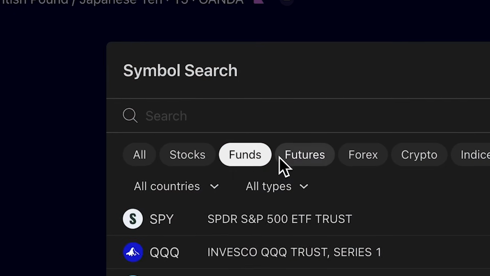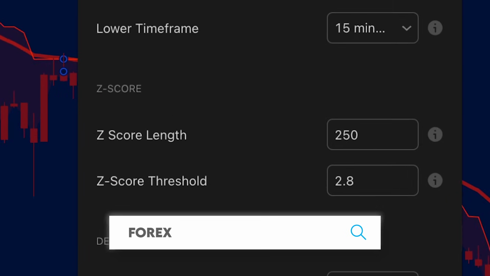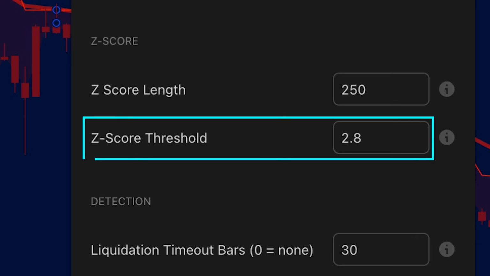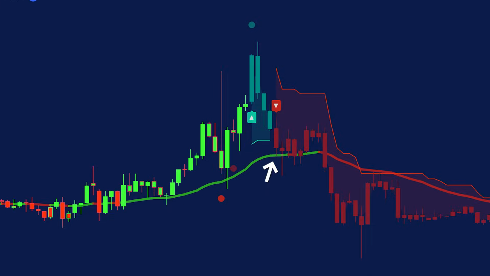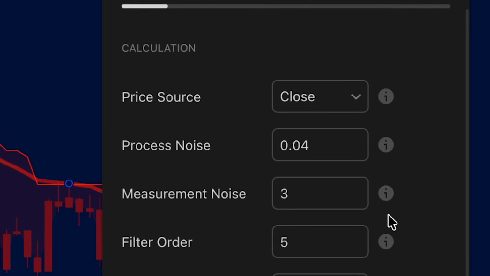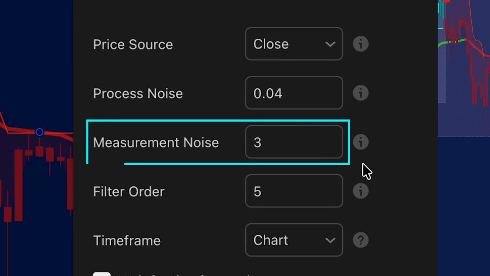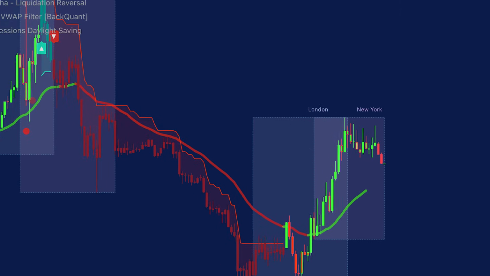Now, different markets require different settings for this combination to work perfectly. For forex pairs, set your liquidation reversal Z score length to 250 and threshold to 2.8. Forex has more manipulation from central banks, so you need stricter filtering. For the Kalman VWAP, increase process noise to 0.04 and keep measurement noise at 3. Focus on London and New York session overlaps when institutional liquidations are most reliable.